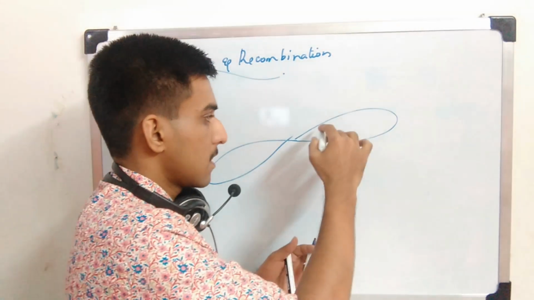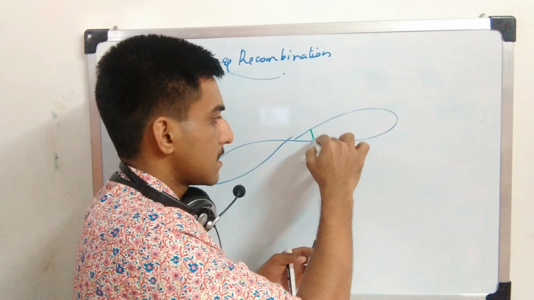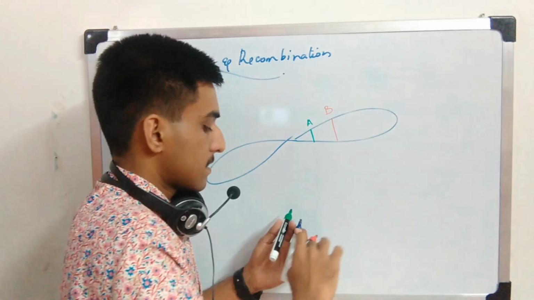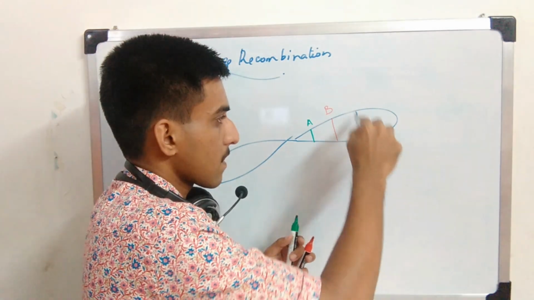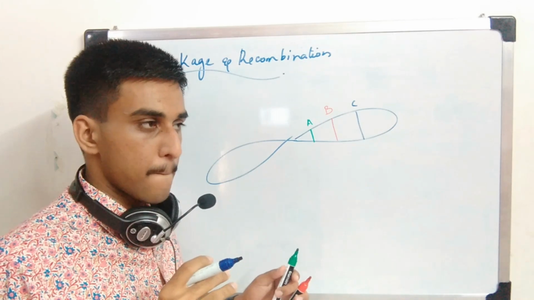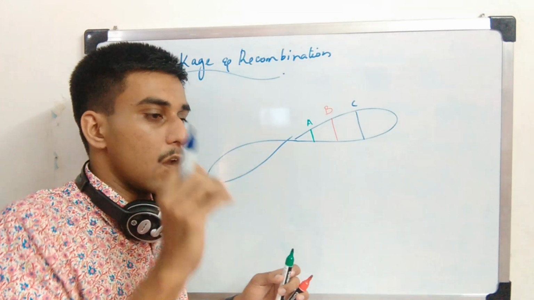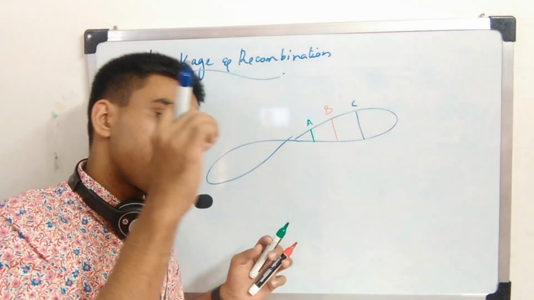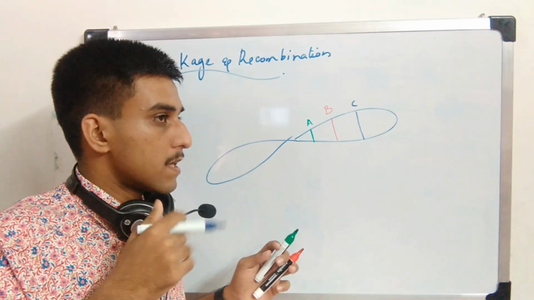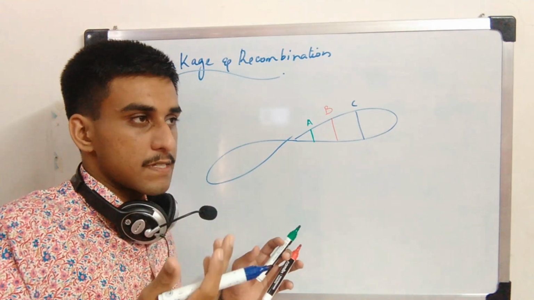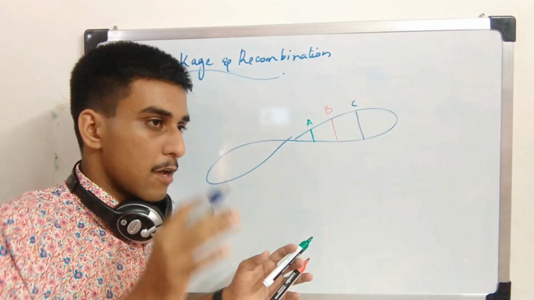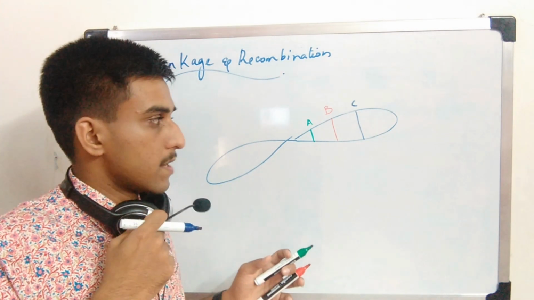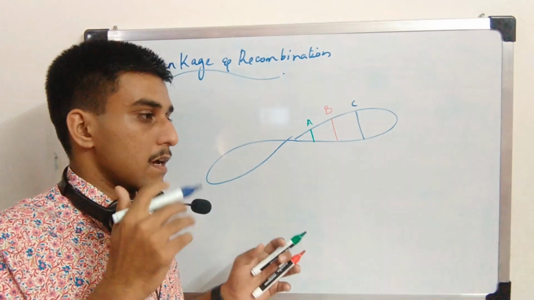In this chromosome, consider a gene A here, another gene B, and another gene C here. We know that in a chromosome, the genes are fixed in their loci. Genes won't be moving; they are fixed in a particular position. So, linkage is the physical association. What do you mean by physical association? Physical association means we are considering the distance between the genes. So, linkage is the physical association of the genes in a particular chromosome.